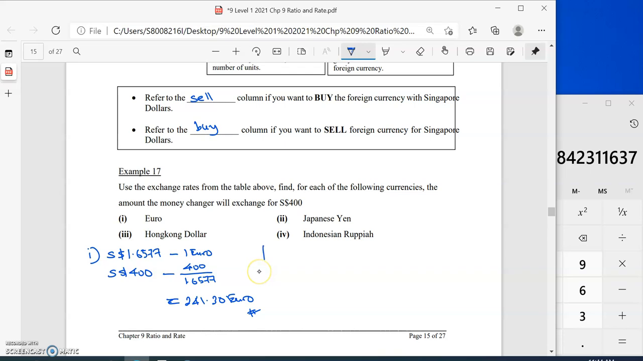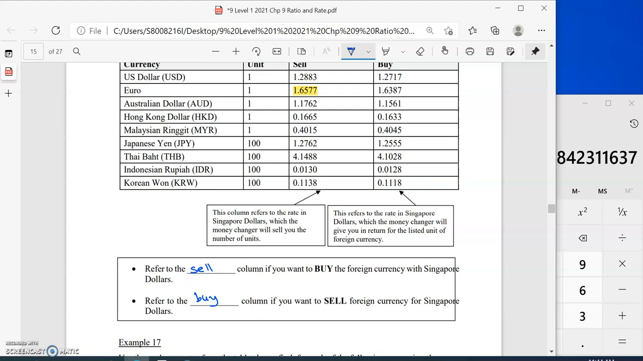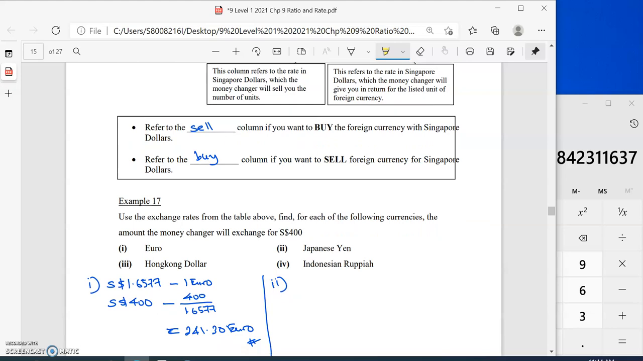All right. Let us look at example 2. I bring my Singapore dollar to the money changer, and I'm going to purchase Japanese yen. Me buying Japanese yen means that the money changer is going to sell me Japanese yen. I can see that he is going to sell me 100 Japanese yen at $1.2762. Let me bring the values down.